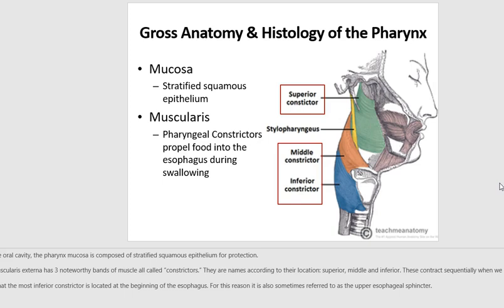The most superior one is called the superior pharyngeal constrictor. And then there's a middle pharyngeal constrictor and an inferior pharyngeal constrictor. These contract sequentially when we swallow food. They're mainly made up of skeletal muscle, but there is some smooth muscle associated, especially with the inferior constrictor. Note that the most inferior constrictor, the blue one in this picture, is located at the very beginning of the esophagus. So for this reason, it's sometimes referred to as the upper esophageal sphincter.